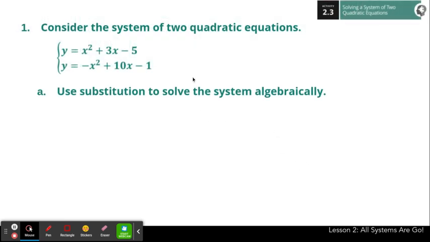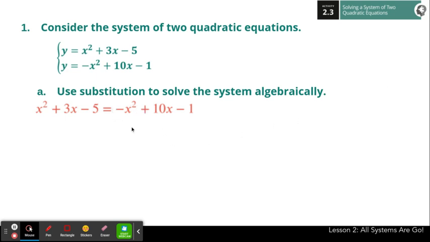In problem 1, we're asked to consider these two quadratics, and we're going to use the substitution method, the same thing we used with the linear quadratic system, to solve it algebraically. So if they're both equal to y, then we can say they're both equal to one another. We would prefer a positive a value.